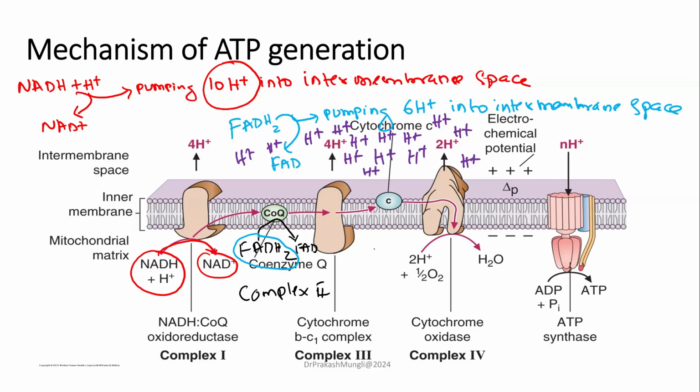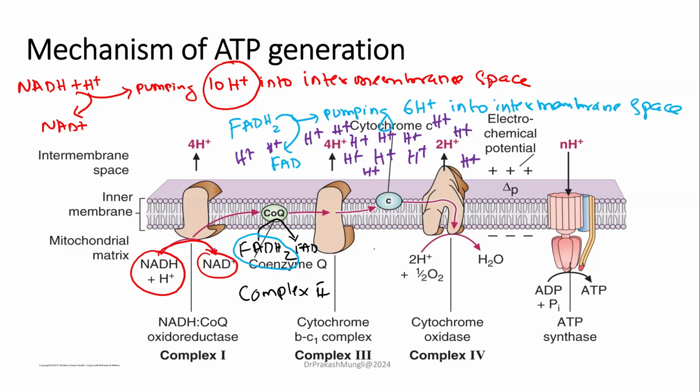Okay. As more and more protons build up in the intermembrane space, a proton gradient is created, where there are more protons in the intermembrane space and fewer protons in the matrix. Because there is a lot of proton concentration in the intermembrane space, it builds a potential, and that is called the electrochemical potential. This electrochemical potential has energy, because a lot of protons building up in one space creates energy.